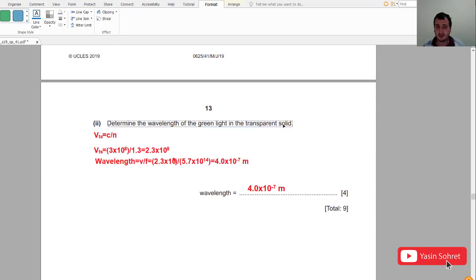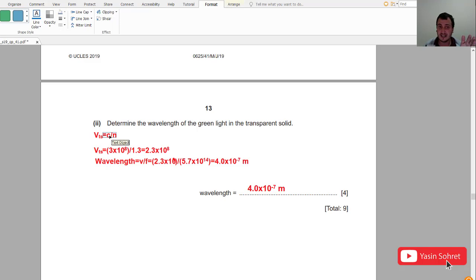Determine the wavelength of the green light in the transparent solid. So here to find out the wavelength, we need two things. One is the velocity, or the speed, in the transparent solid. And then we already have the frequency, so we will be able to find out the wavelength. So how do we find the speed of the green light in the transparent solid?